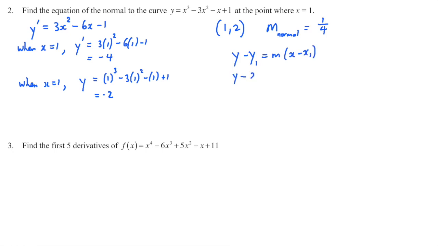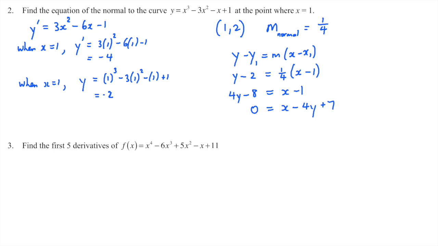y minus 2 is the y value, equals a quarter, x minus 1. I'm going to take the 4 in the denominator and times it across to the left-hand side. Gives me 4y take 8 when everything is multiplied by 4, equals, I'm just left with a 1 because the 4 got multiplied to the other side, so 1 times x take 1 is x take 1, x take 4y plus 8 across there, and I get plus 7. There's the equation of the normal in general form.